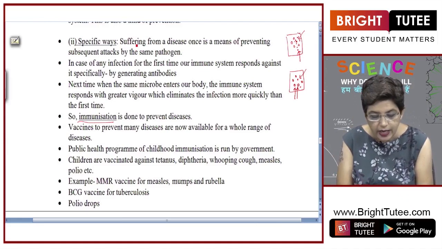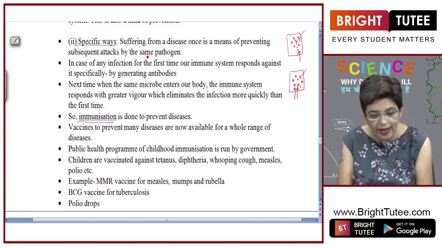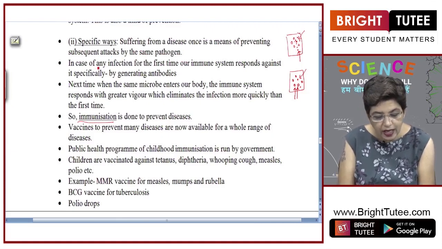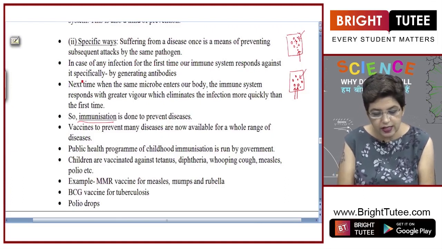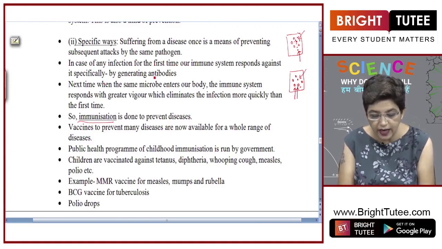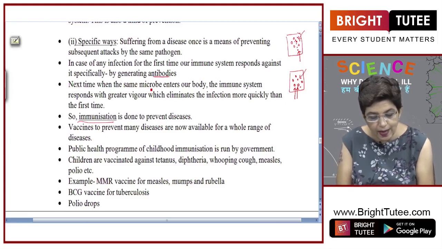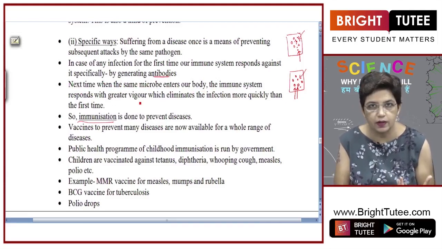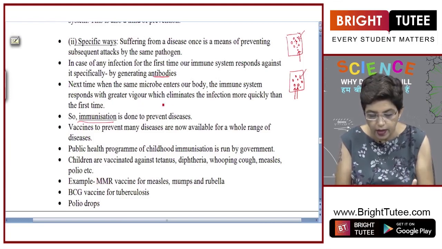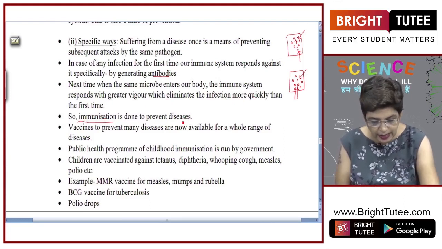So I'll read it. Suffering from a disease once is a means of preventing subsequent attacks by the same pathogen. In case of any infection for the first time, our immune system responds against it specifically, that is by creating antibodies. Our body generates antibodies. Next time when the same microbe enters our body, the immune system responds with greater vigor because antibodies are already there. So this eliminates the infection more quickly than the first time. So immunization is done to prevent diseases.